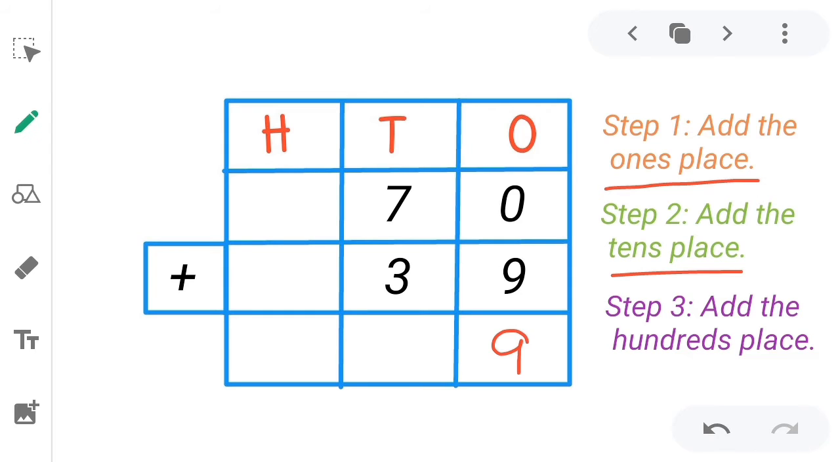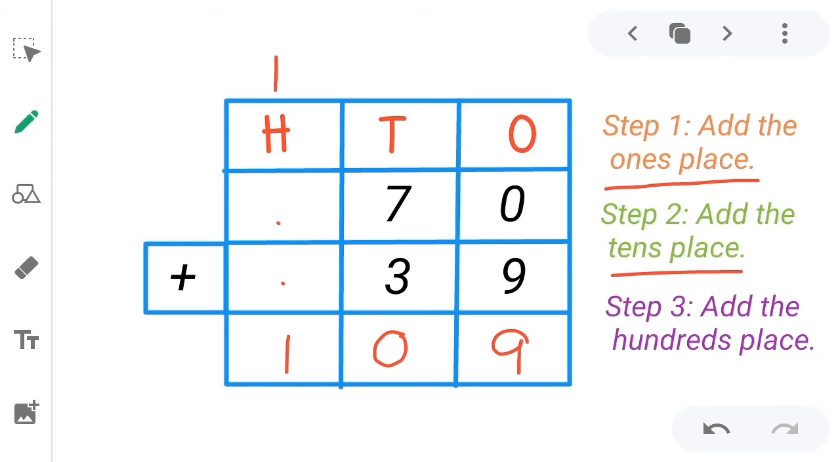But children, will we write 10 in the tens column? No, we will write only 0 from 10 in the tens column and 1 will go as carryover in the hundreds column. So here children, we do not have any digit in these two places. So this carryover will be written here as the answer. So the answer here is 109.